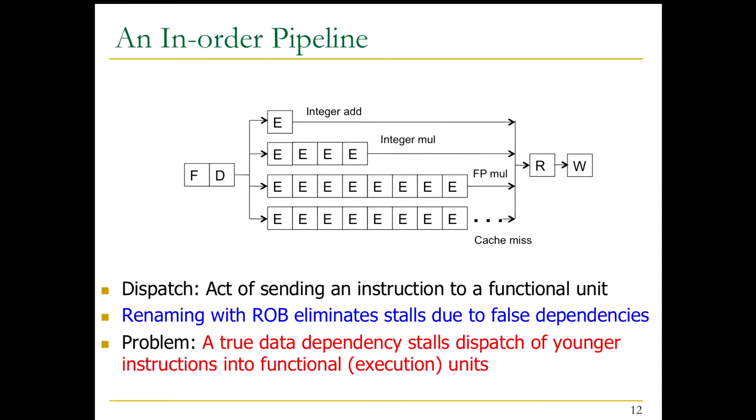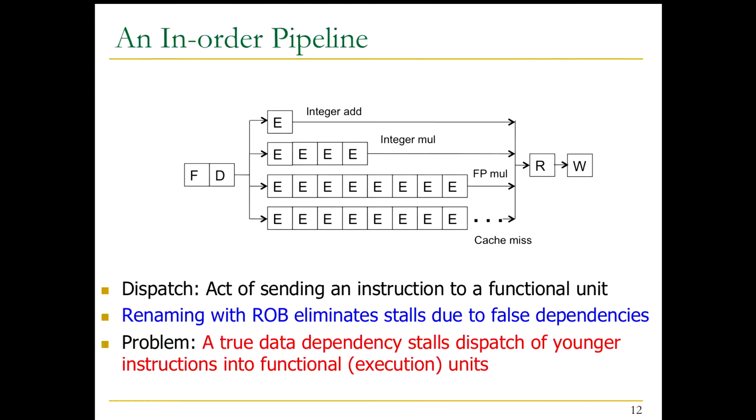Why can they not be dispatched? Because we have nowhere to put them in the pipeline. They cannot go because they need to wait for the result that is produced by someone else. So first of all, we're going to fix that problem by putting them somewhere aside.